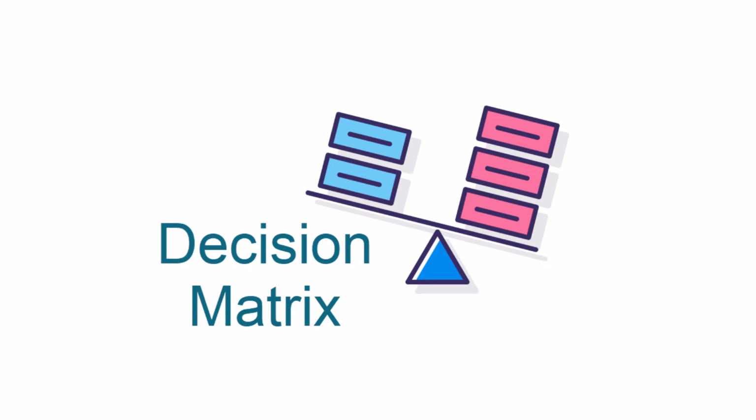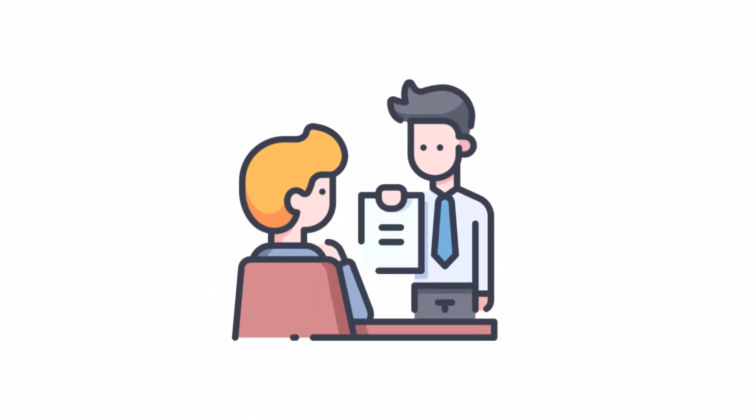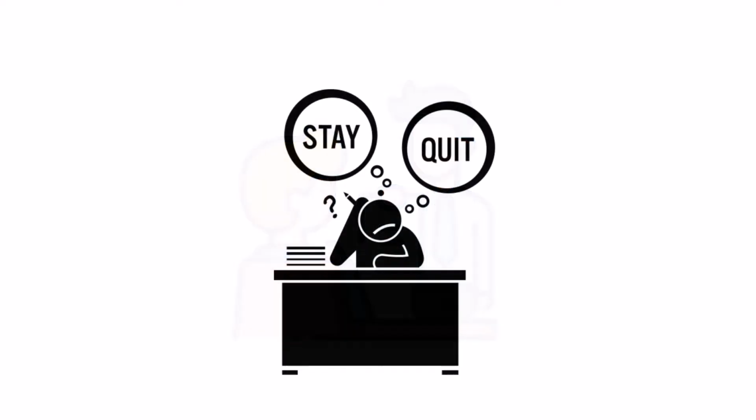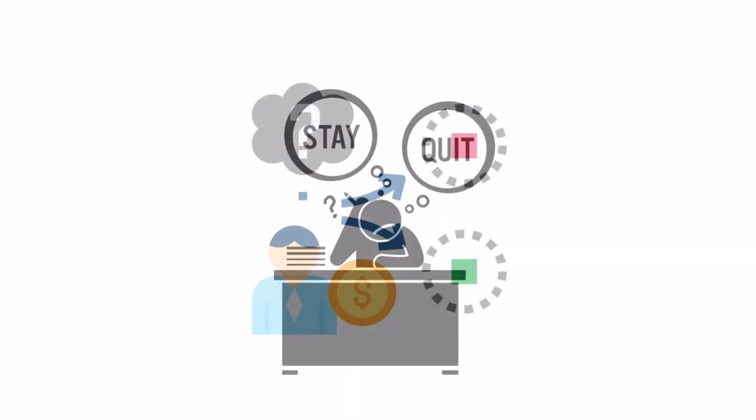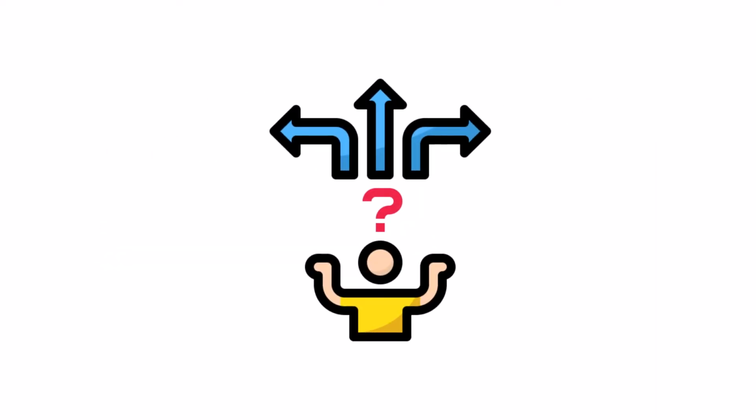In this tutorial, I will show you how a decision matrix can be used to solve a decision problem. Say you have a job that you are not very happy with. After some interviews, you have received multiple offers. Now you need to decide if you should quit your current job or not, or which job offer you should choose. So, how do you judge a job?